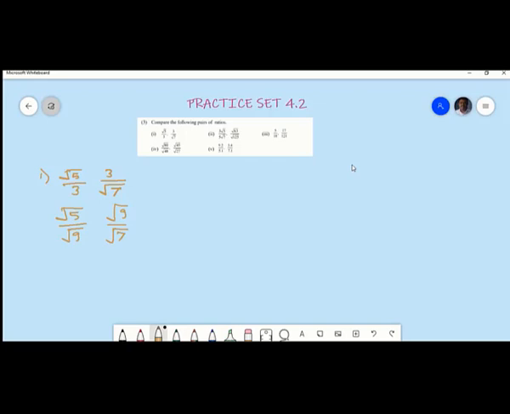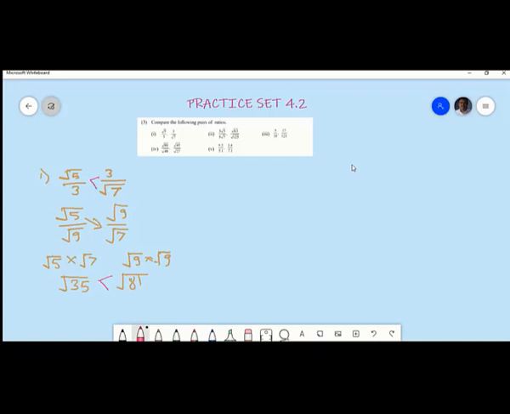So make the cross multiplication. Root 5 into root 7 and root 9 into root 9. This multiplication is root 35 and this multiplication is root 81. Which value is greater? Root 81 is greater than root 35. So the second fraction, C upon D, is greater than A upon B.